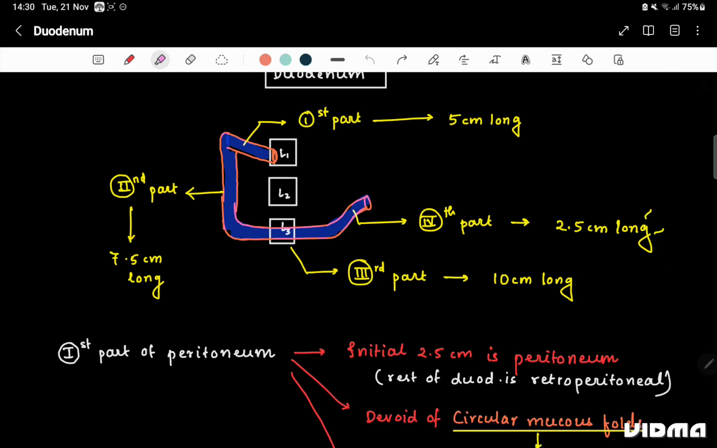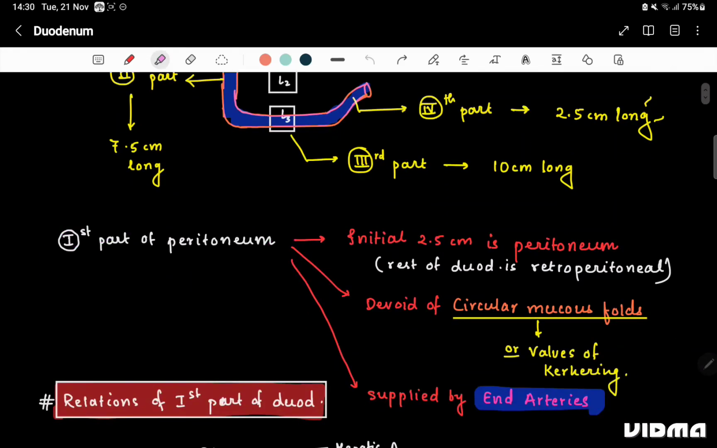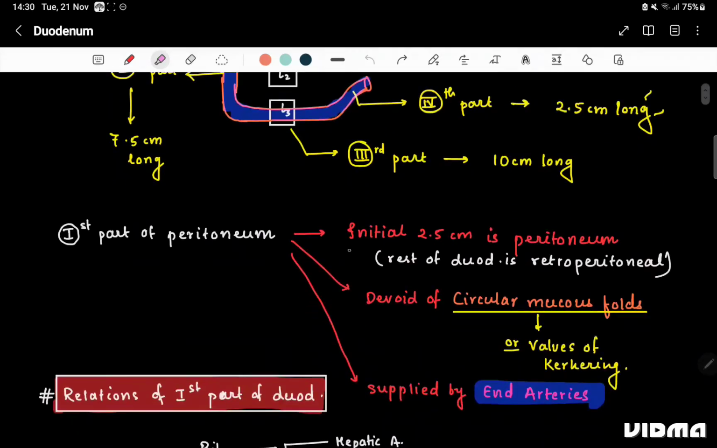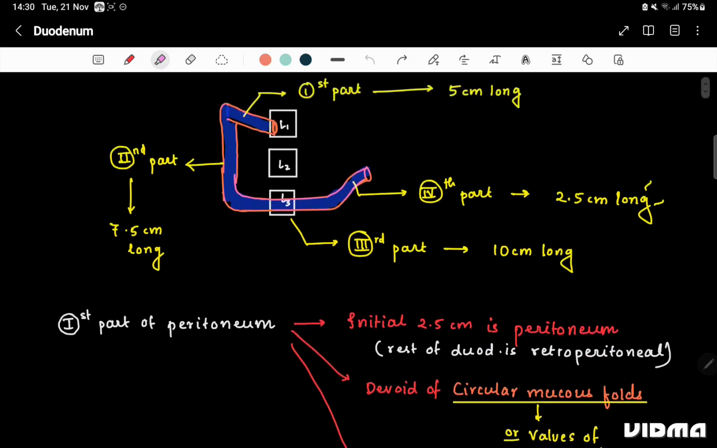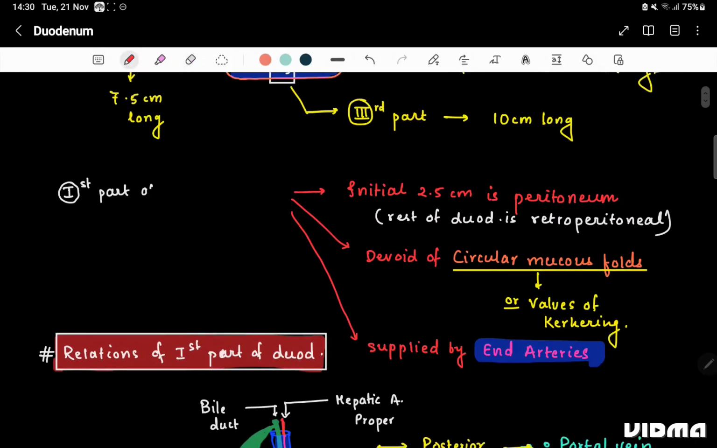Let's talk about the first part. Regarding its peritoneal covering, the initial 2.5 cm is peritoneal, and the rest of the duodenum is retroperitoneal. Like the initial 2.5 cm we talked about, the first part of the duodenum.